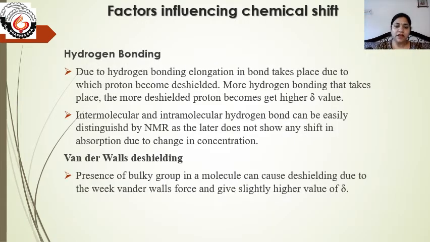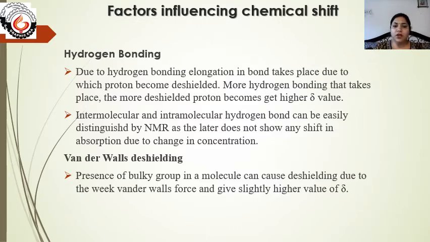Other factors are hydrogen bonding. Due to hydrogen bonding, the elongation of bond takes place, because if hydrogen is bonded to another electronegative atom, then obviously the previous bond, the sigma bond, is slightly elongated as electrons are attracted by the electronegative atom. If the bond is elongated, obviously the density of electron decreases, due to which deshielding occurs, and due to deshielding a higher delta value is observed.